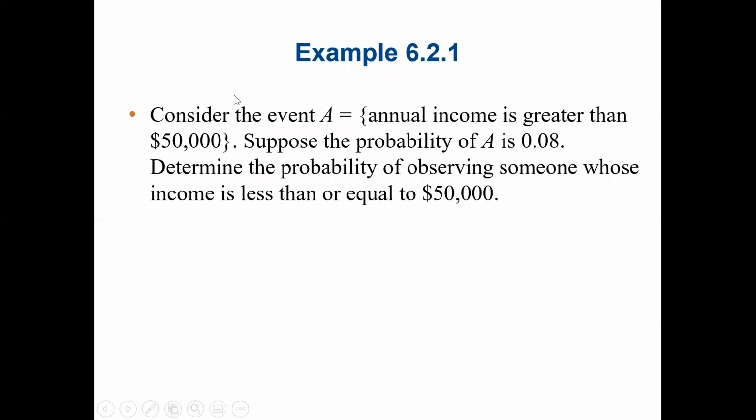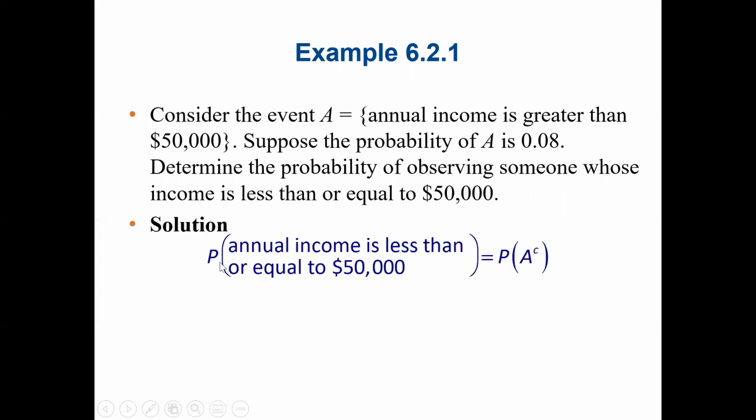So let's see an example. Here they say we should consider the event A. The event A is annual income is greater than 50,000. Suppose the probability of A is 0.08. We should determine the probability of observing someone whose income is less than or equal to 50,000.